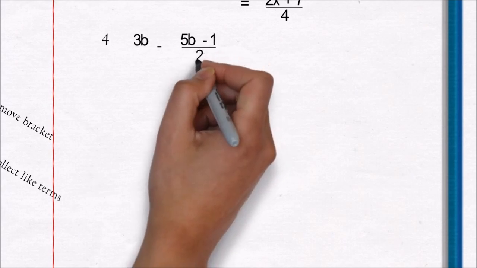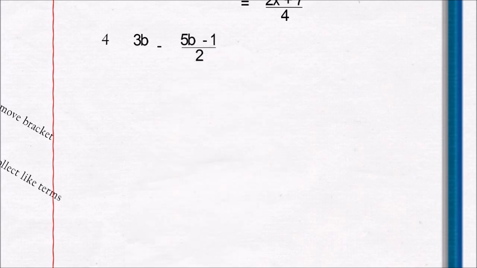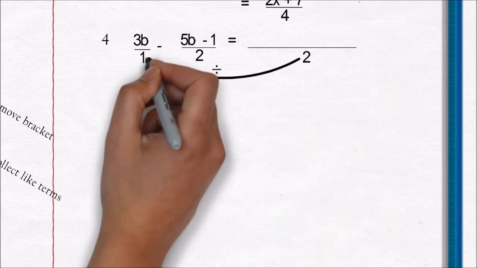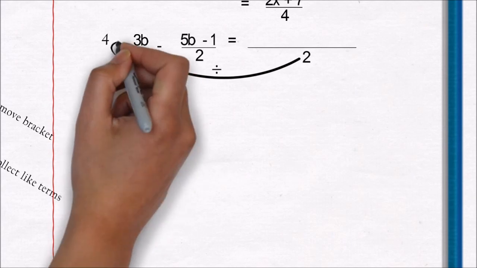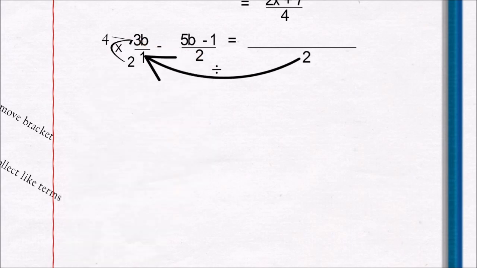And in number 4, we have 3b minus (5b minus 1) over 2. Now, this is a case of subtracting from a whole number. So first, we express 3b as a fraction as well. That will be 3b over 1. Then we'll go ahead to find the LCM of 1 and 2. That is 2. So using 2 to divide 1, it gives us 2. 2 multiplies 3b, which is the numerator.